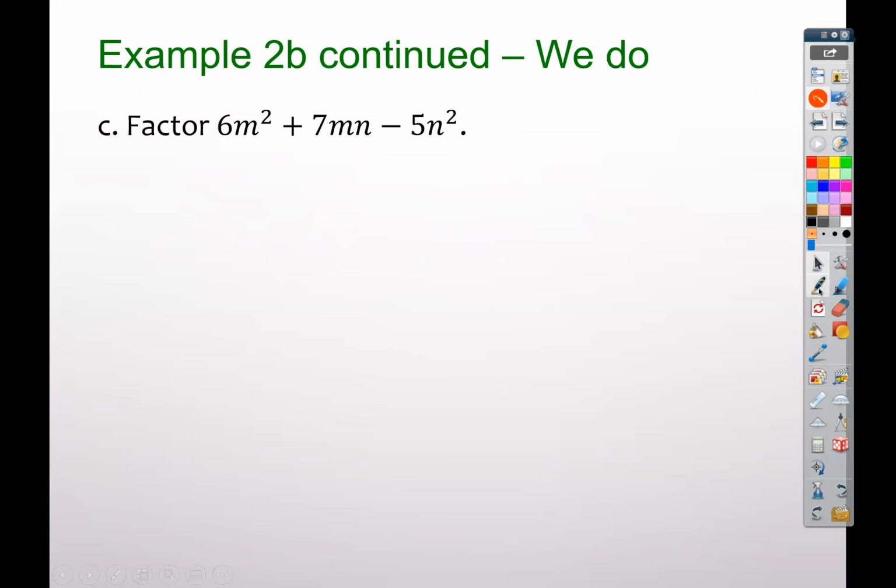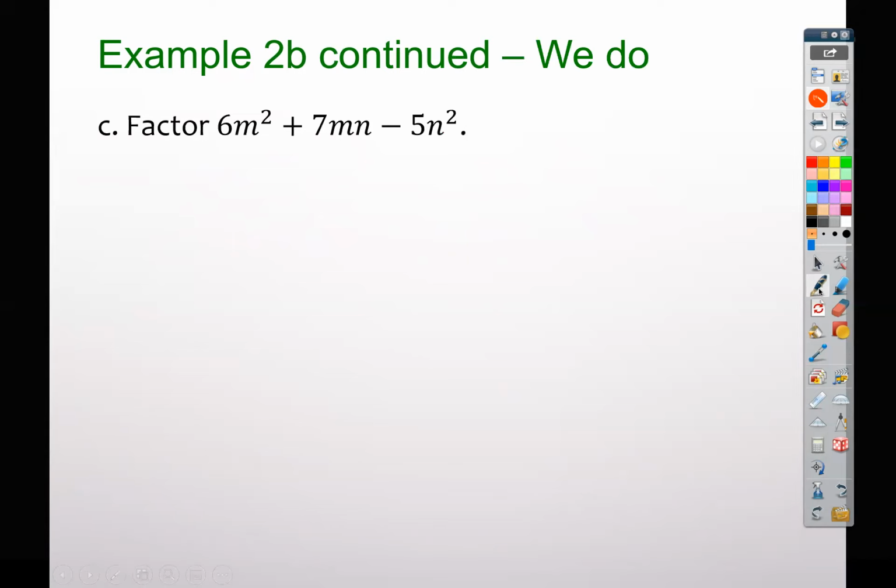Okay, one more. So what is the greatest common factor? Can I do anything? No, those don't have anything in common. Okay, so let's try something else. All right. So what times what would give me 6m squared? 3m and 2m. What times what would give me -5n squared?